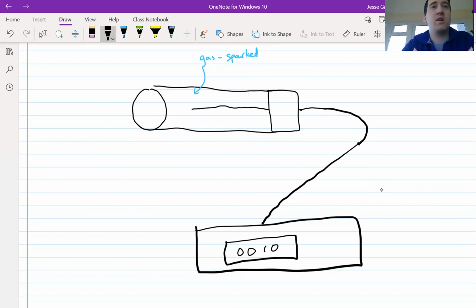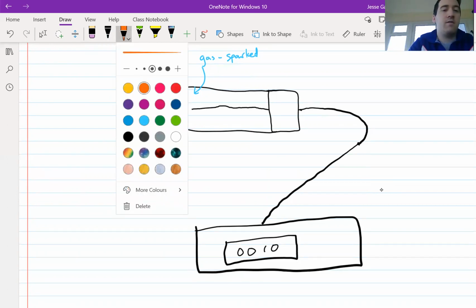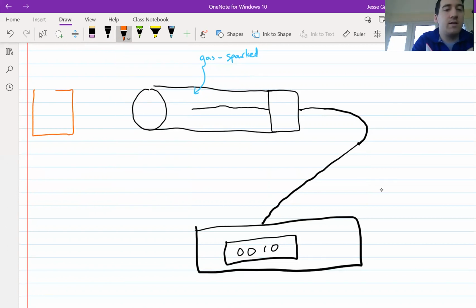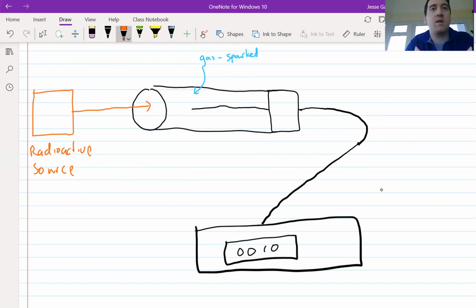So the tube was filled with a special gas that sparked every time an emission from a nuclear decay hit the side of the tube. If you bring a radioactive source nearby, this is going to decay, and some of the particles are going to enter the Geiger-Muller tube. Once they hit the inside, they're going to create a spark because of the gas. It's basically like a little mini explosion, a tiny little spark.